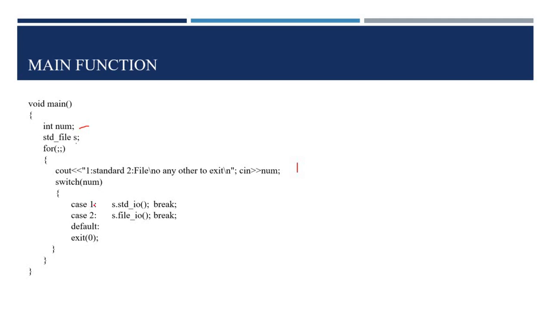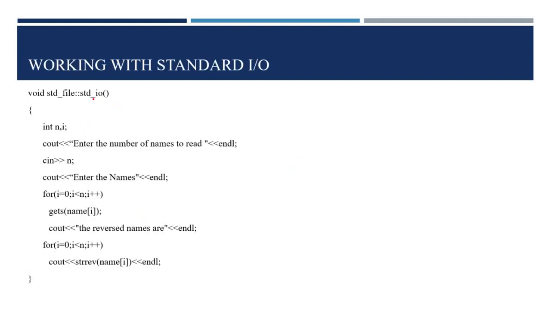Yes, case 1 matches with 1 and it executes. It enters case 1, s.standard IO. S is the class defined with the member and member functions, and from that variable this function is called. So what happens if this function is called? We'll move to the next function directly, stdio. The function is called with respect to the standard file.